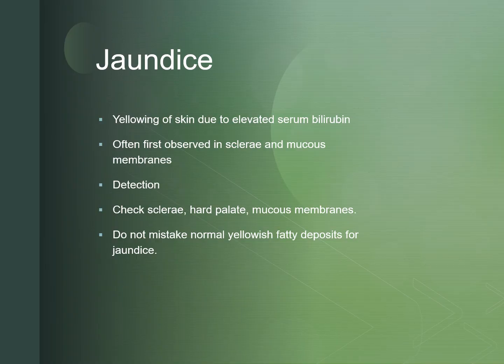Jaundice is yellowing of the skin and tissues. It's caused by elevated bilirubin levels. It indicates a problem with liver function, bile flow, or red blood cell breakdown. So where do we assess first? We often see this in the sclera of the eyes and the mucous membranes. These areas are more reliable than the skin alone, especially across different skin tones. So the best areas to assess would be the sclera of the eyes, the hard palate, and the oral mucosa.